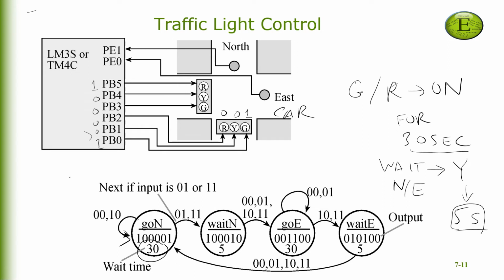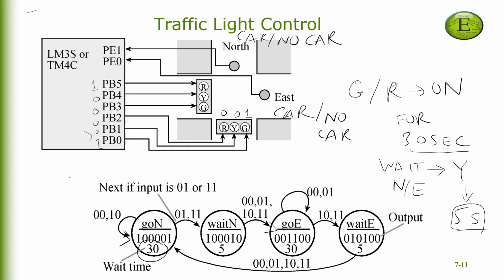So once in the wait N state, regardless of the input, we wait in that state for 5 seconds. Then whatever is the input, car or no car in the east, car or no car in the north, that is traffic or no traffic, regardless, we are going to make a transition from wait N to go E.